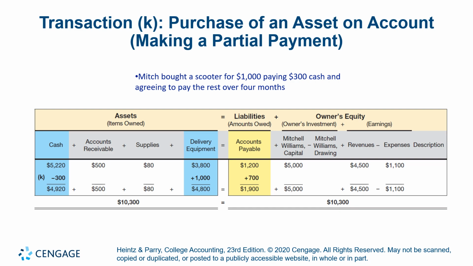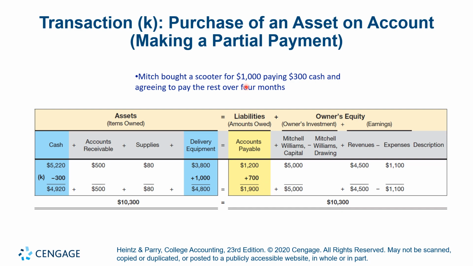Okay, so in transaction K, we purchase an asset on account and we make a partial payment. So Mitch bought a scooter for $1,000. He paid $300 cash, like a down payment, and he agreed to pay the rest over 4 months. So I know that I paid $300 cash, so I'm going to subtract $300 from my cash, and now all I have is $4,920.